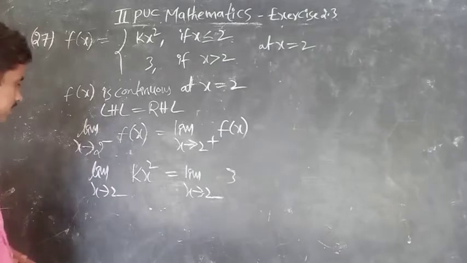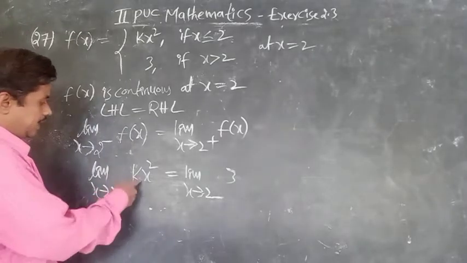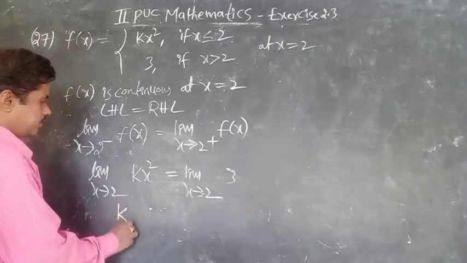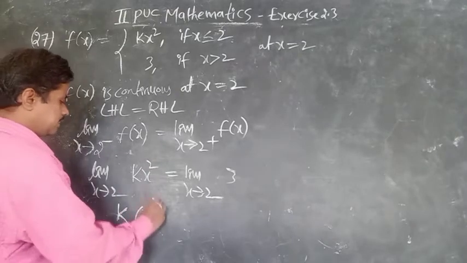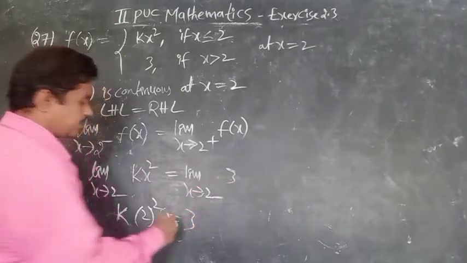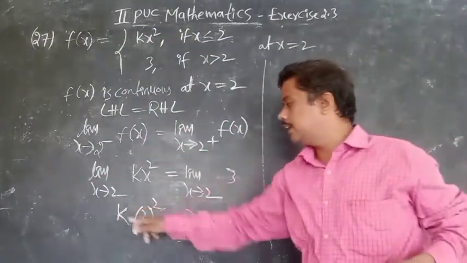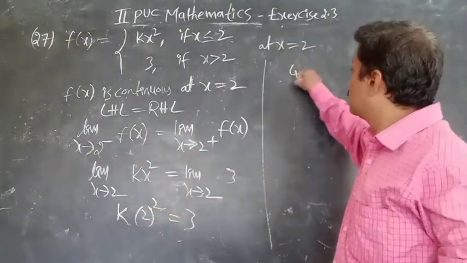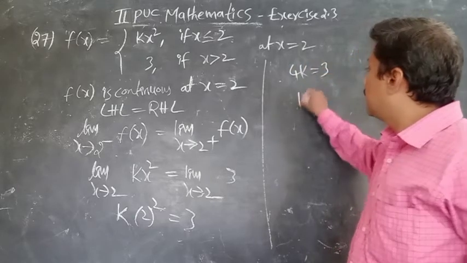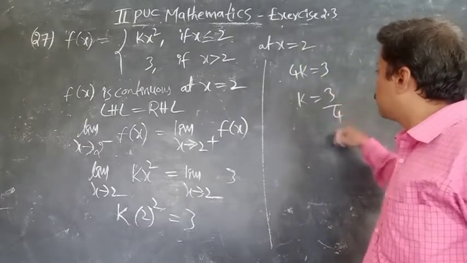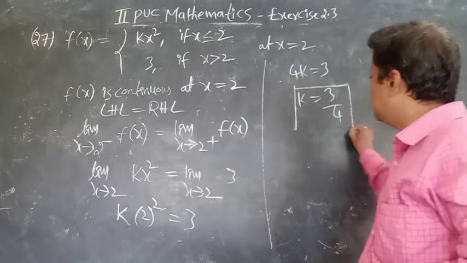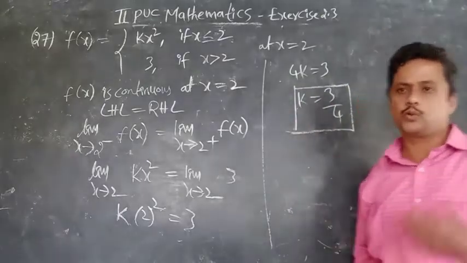Simplify this question. Let's see that. So k into 2 square is equal to the constant function 3. So what is the answer? K into 4, so 4k is equal to 3. K is equal to what? 3 by 4. So it is very easy and easy to score 4 marks.